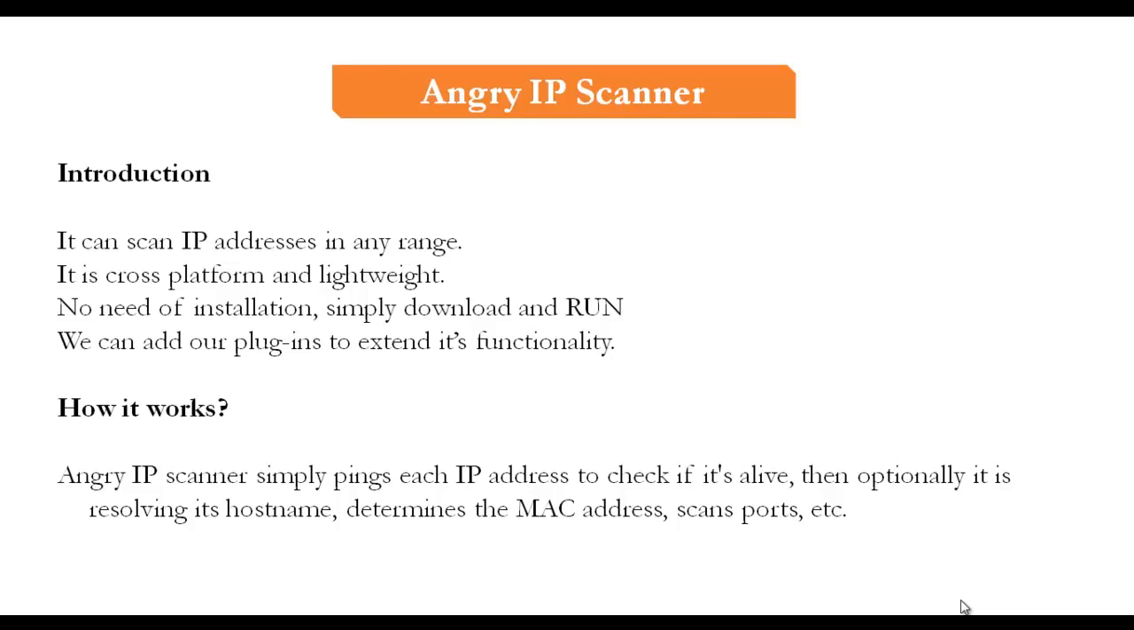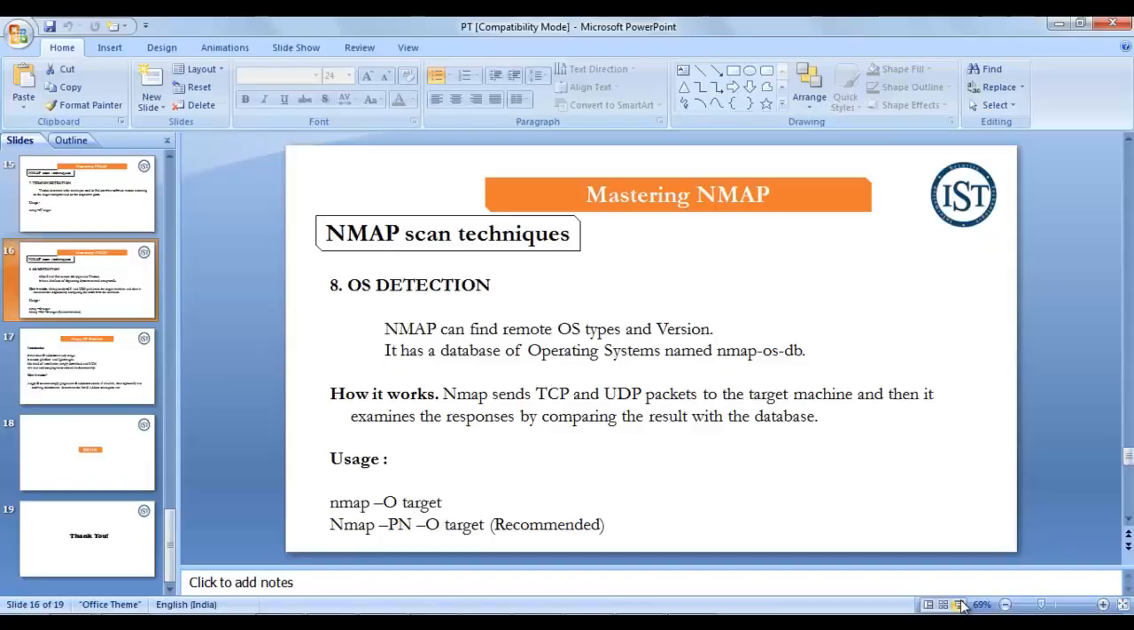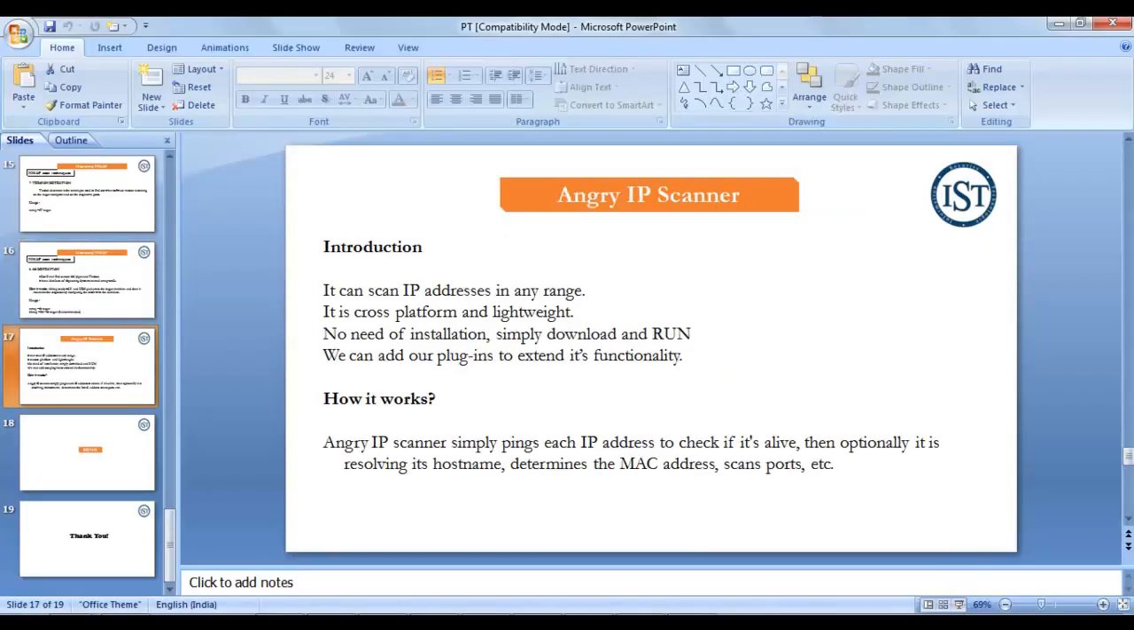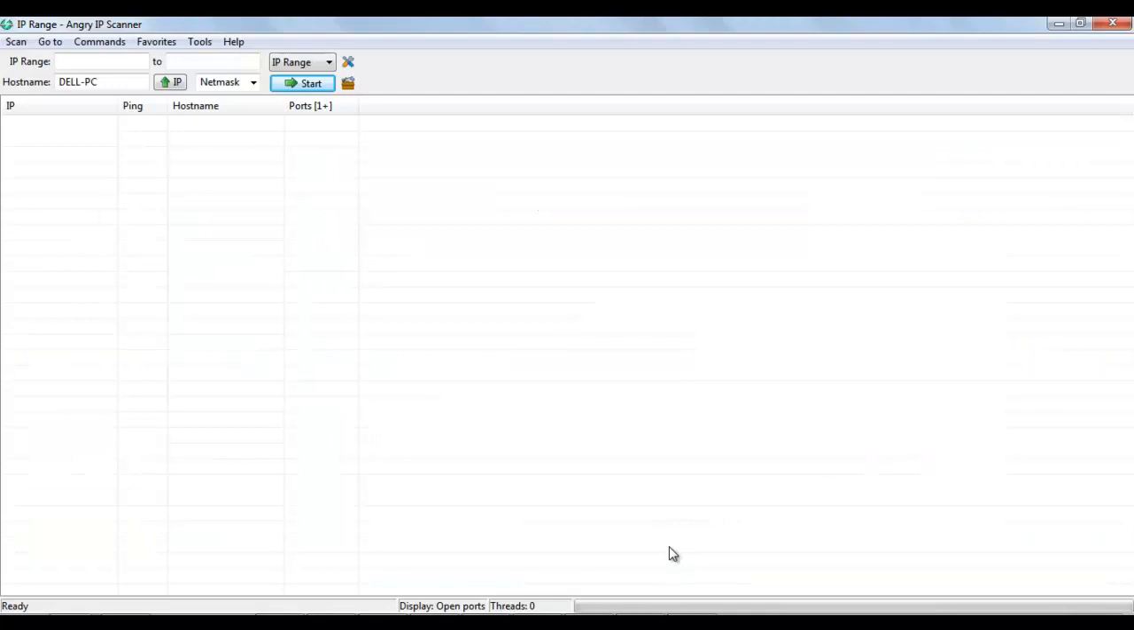Angry IP scanner. And Angry IP scanner simply pings each IP address to check if it is alive. Then optionally it resolves the host name and determines the MAC address, scans ports, and many other things. We can even add our own plugins, which we can write in Java. And this is how Angry IP scanner works. Let us look at a small demonstration of how we can work with Angry IP scanner.